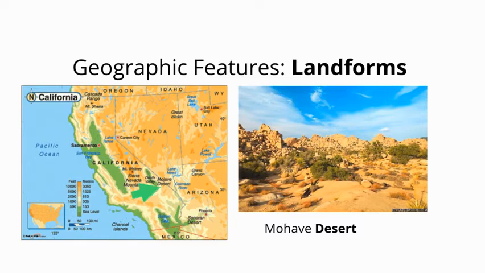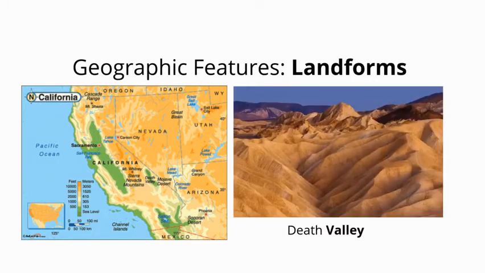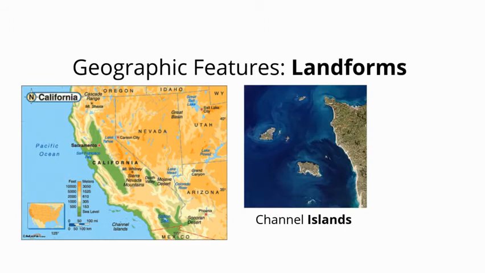It is a desert because a desert is a very dry area of land with almost no rain. Near the Mojave Desert is a place called Death Valley. A valley is an area of low land between two hills or mountains. It's called Death Valley because it is one of the hottest places on Earth. Over to the west side of California, you can see the Channel Islands. Islands are small pieces of land surrounded by water.